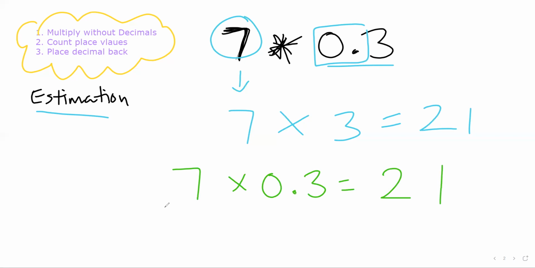If you go back to our estimation, we could have said our estimate is either 0 or 1. Well, a 2 and a 1 doesn't really help us with that. So again, let's go back to step 2. Step 2 says to count my place values.